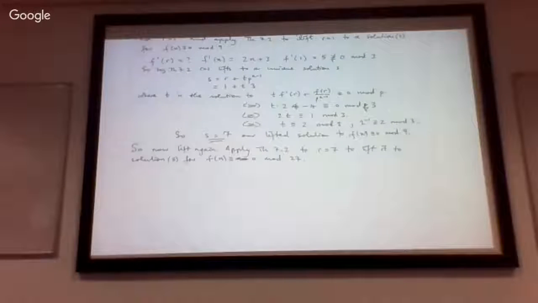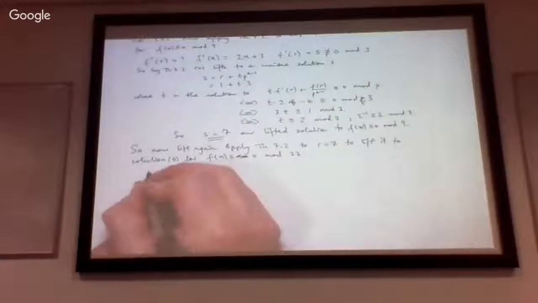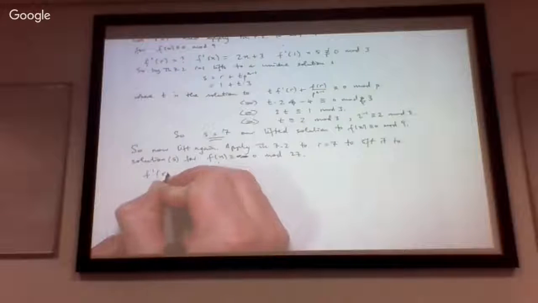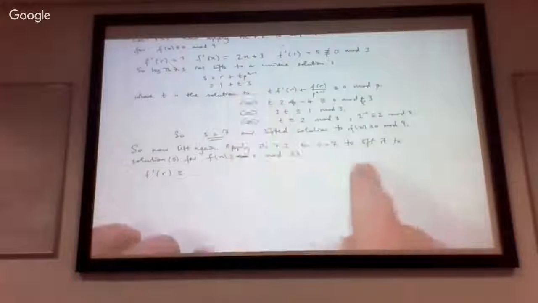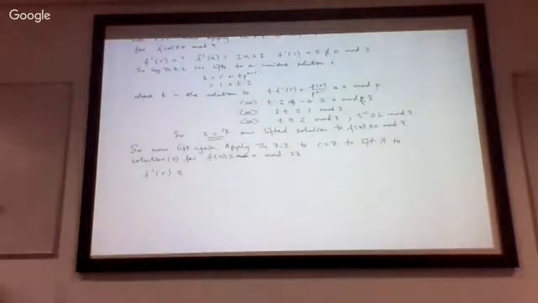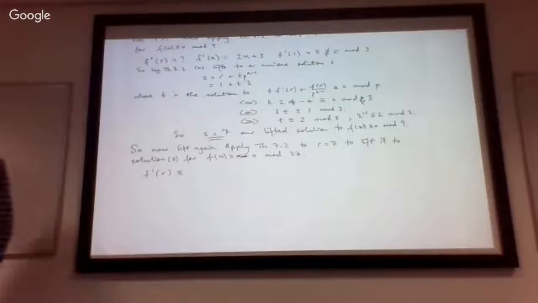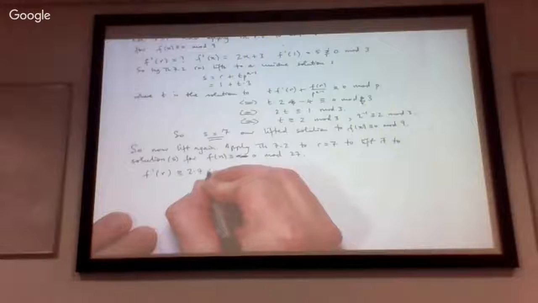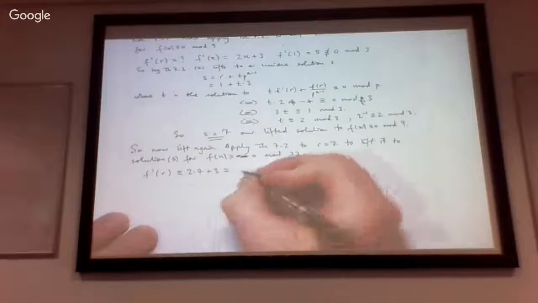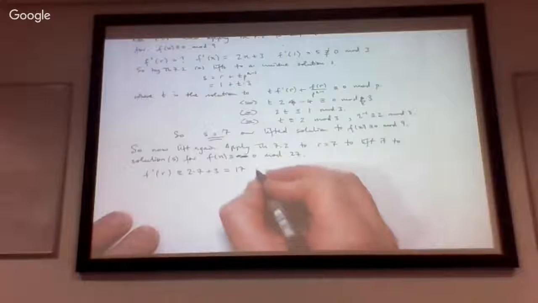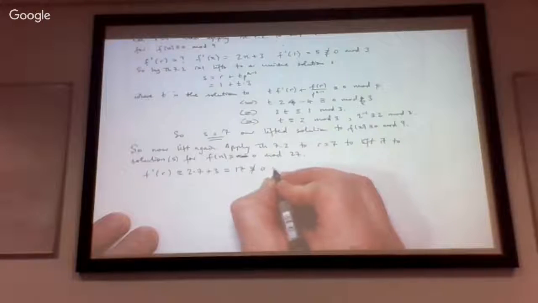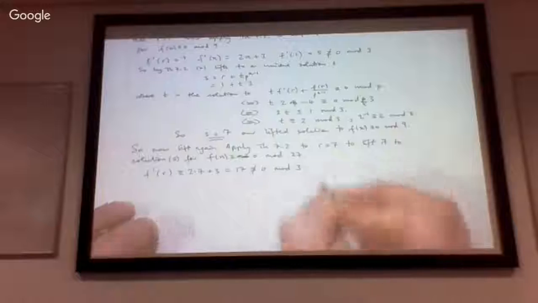So again, we ask ourselves this first question: what is f prime of R? Well, the derivative is still 2x plus 3. And we evaluate that now at our solution. So it's 2 times 7 plus 3, which is 14 plus 3, which is 17. But the point about it is it's certainly not congruent to 0 mod 3.